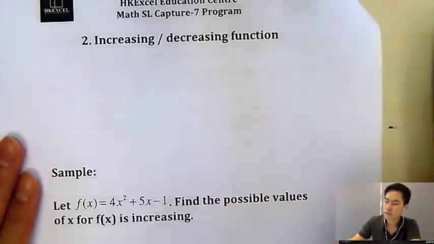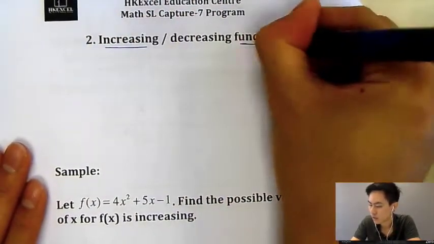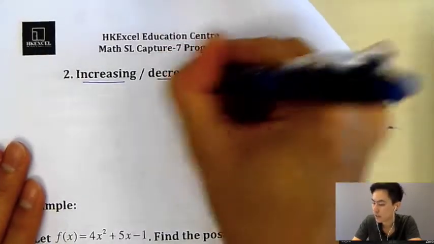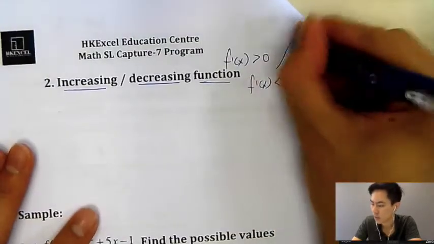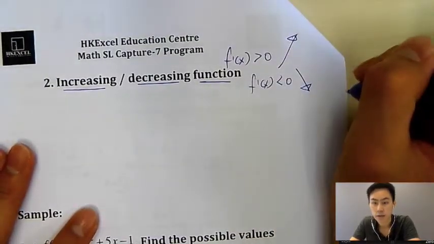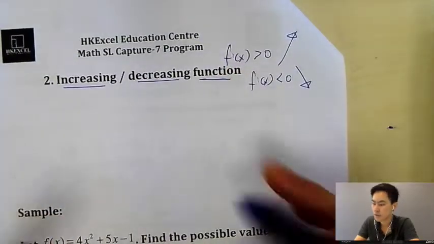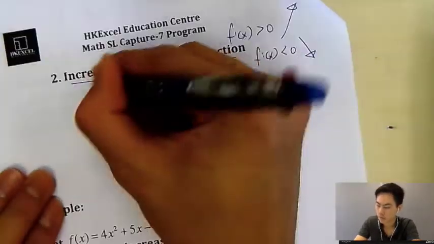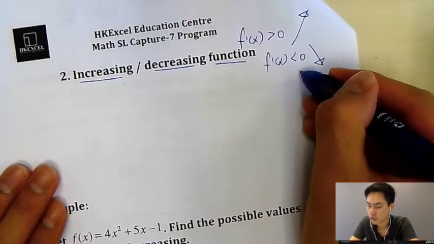Next page. Increasing or decreasing function. Whenever you see an increasing function, it means that f'(x), the slope, must be positive. Decreasing function, f'(x) must be smaller than 0, because going up and then going down, right? Going down, the slope is going down. For this one going up, whenever you see this, always think of f'(x) bigger than 0, increasing function. And decreasing function, f'(x) smaller than 0.